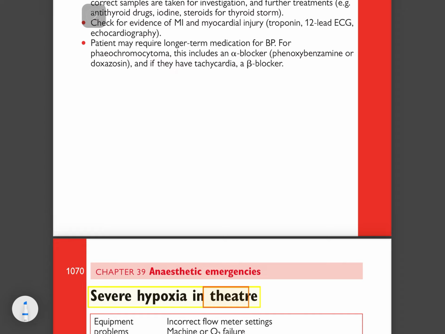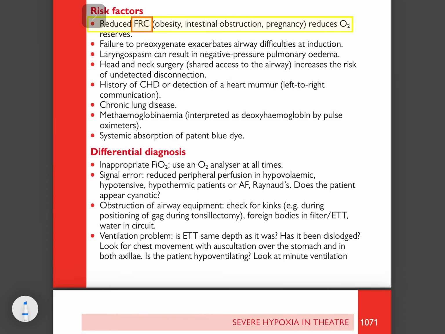Severe hypoxia in theater. Risk factors: reduced FRC, obesity, intestinal obstruction, pregnancy, which reduce O2 reserves. Failure to preoxygenate exacerbates airway difficulties at induction. Laryngospasm can result in negative pressure pulmonary edema. Head and neck surgery, with shared access to the airway, increases the risk of undetected disconnection.